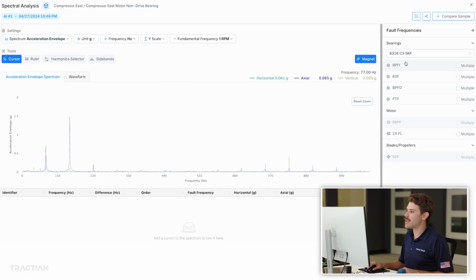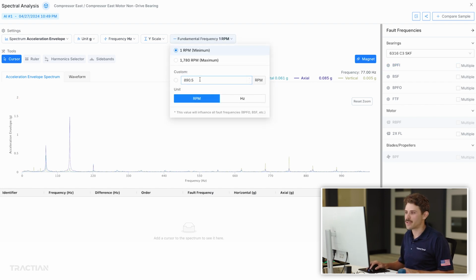BSF, which is ball spin frequency, meaning that the balls are spinning within the race of a bearing. BPFO, meaning that there's an outer race defect with a bearing. And FTF, which is fundamental train frequency. Fundamental train frequency is the frequency that shows when the cage that holds the balls within a bearing together is starting to fail. And each one of these, if I click one, corresponds with a different failure mode.